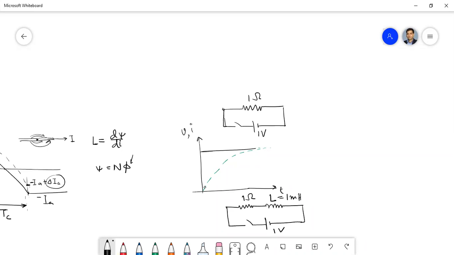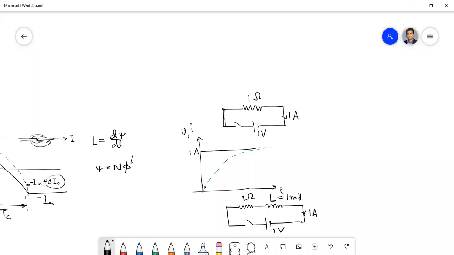In the first circuit the final current is 1 ampere. In the second circuit, what will be the final current? 1 ampere. So both the circuits are giving me the same final current of 1 ampere. Then what is the difference?